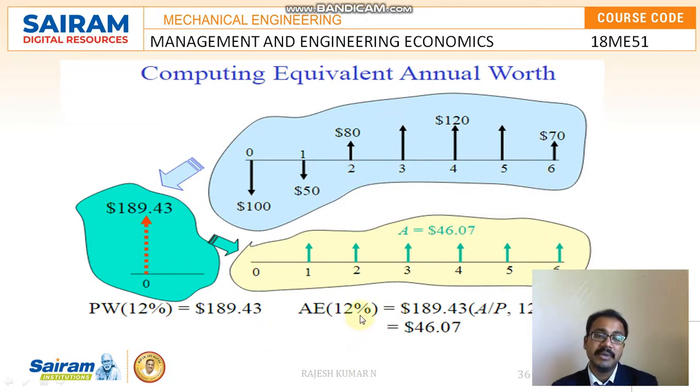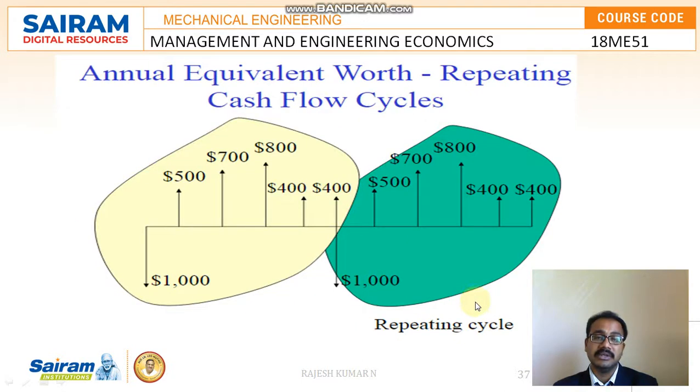So that is calculated based on this formula: 189.43 at 12% interest for a 6 year period. So I'll be getting $46.07. That is the annual equivalent worth for all the years, 6 years.